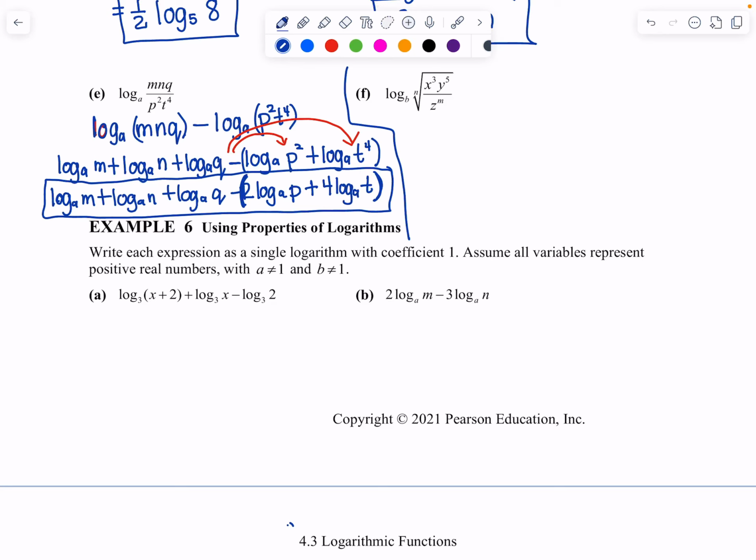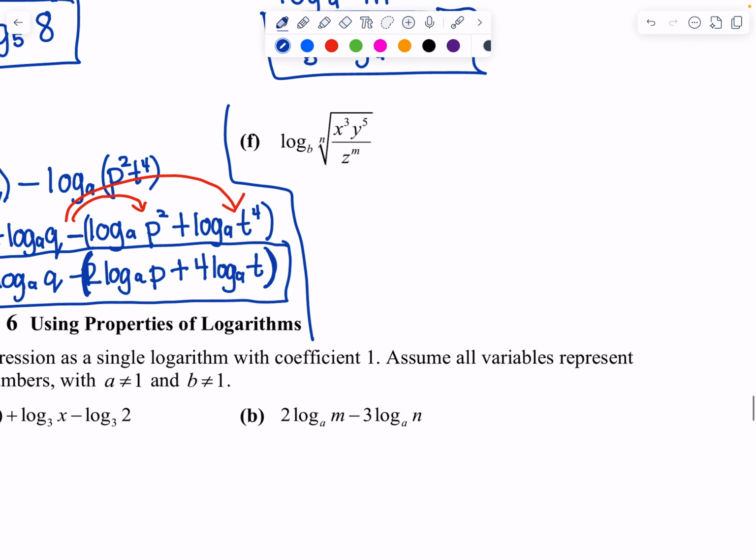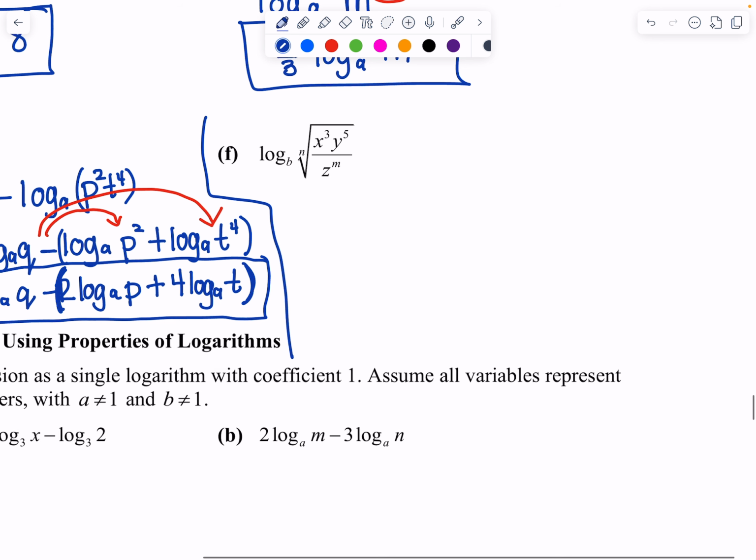Okay, class, let's finish up. We had done this earlier, and so I wanted to finish up with you all so you can see how to do the rest. We were going from one form to the next. Remember, I said you had the condensed form, and then we were going to expanded form. So let's finish up F real quick.